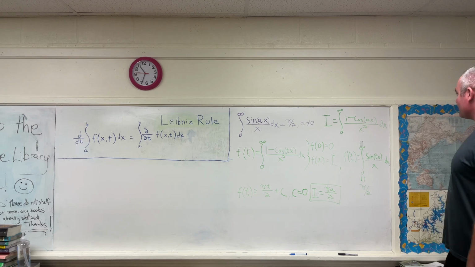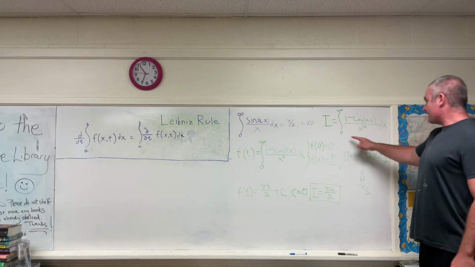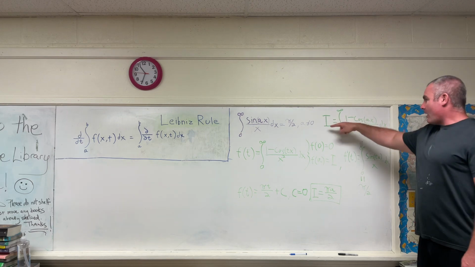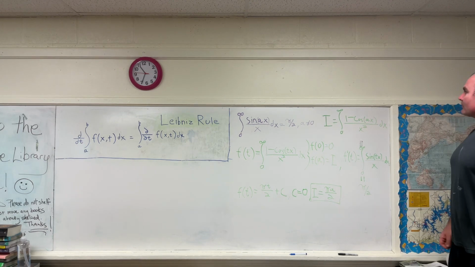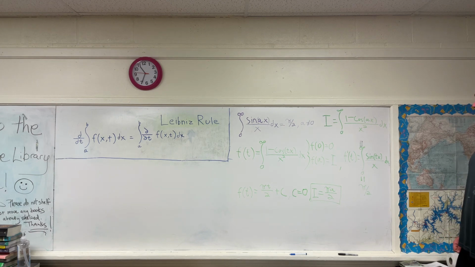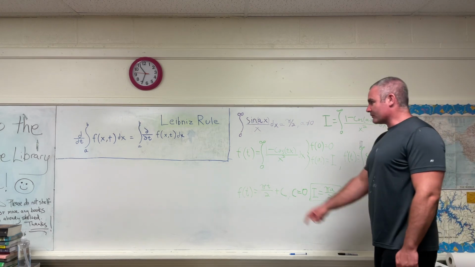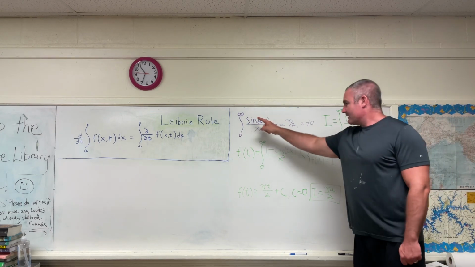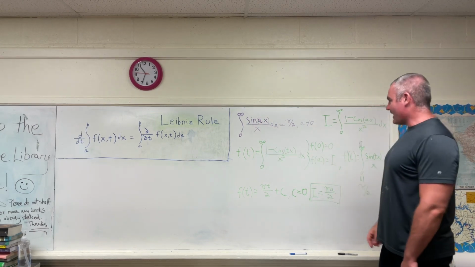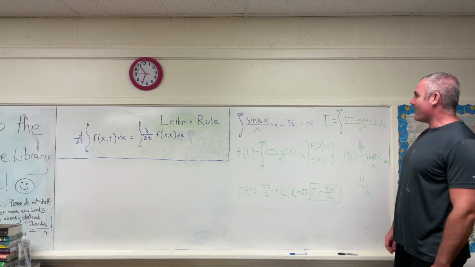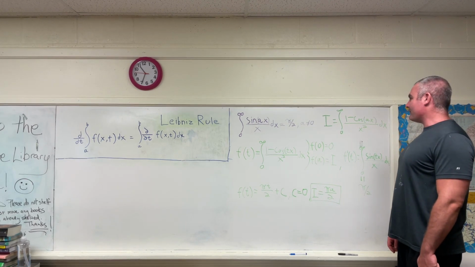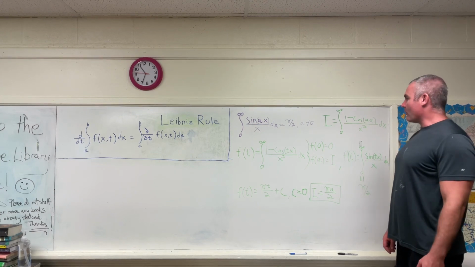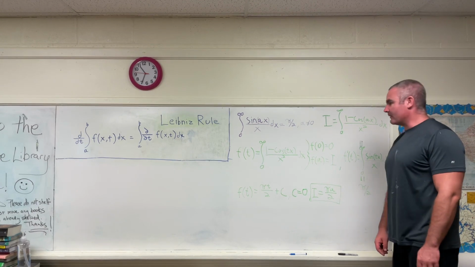So today, what we're going to be doing is evaluating this integral right here. We have some value I being equal to the integral from 0 to infinity of (1 minus cosine of ax) over x squared dx. And we're going to be using two tools today. The first one is the Leibniz rule. The second one is the fact that the integral from 0 to infinity of sine ax over x dx is equal to pi over 2 for all values of a not equal to 0, because of course, at a equals 0, that whole thing evaluates to 0.